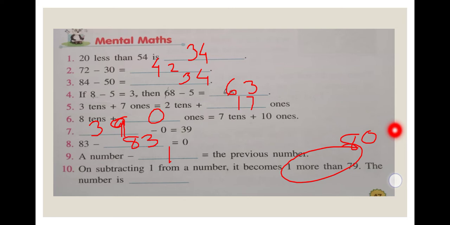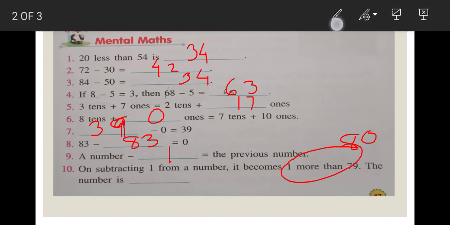From 81, when you subtract 1, you get 80 or not? When you add 1 to 79, you get 80, right? And when you subtract 1 from 81, you get 80. So on subtracting 1 from a number, you have to find out what this number is. The number is 81. Children, don't write 80. 80 will not be correct. 81 is the right answer.